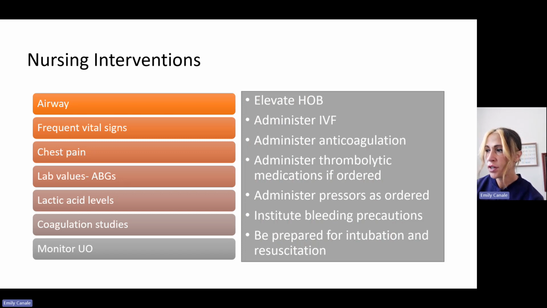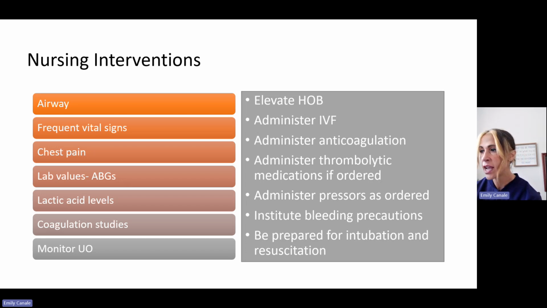So what do you need to do? You really want to identify it as fast as possible. So if they're suddenly short of breath or having that chest pain, you want to definitely think, does this patient have a pulmonary embolism? So think back to your ABCs. We really want to monitor the airway and their oxygenation. We're going to do frequent vital signs. We're going to anticipate drawing labs.